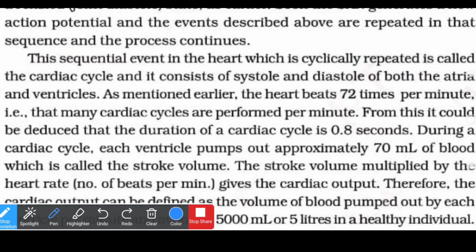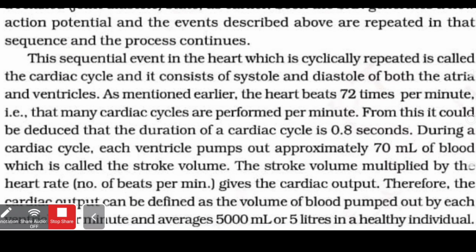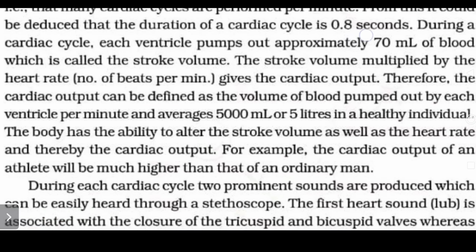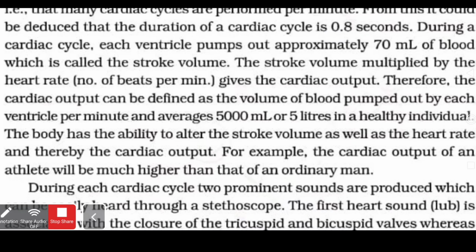Now, the heart is beating 72 times per minute, correct? So 72 cardiac cycles are performed per minute. From this, it can be deduced that the duration of the cardiac cycle is 0.8 second, correct? The duration of the cardiac cycle is 0.8 second.